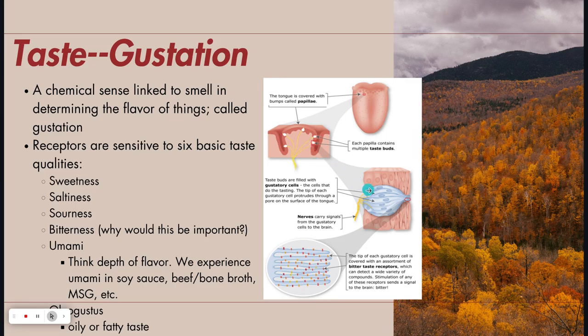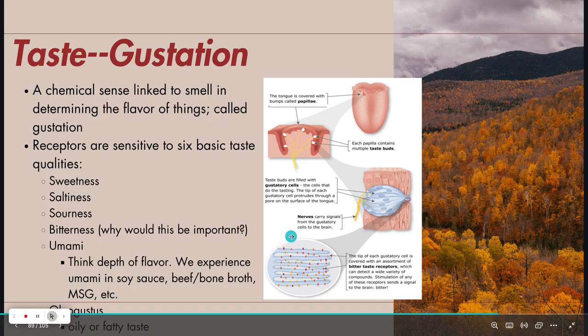And what makes up the taste buds, this is like a zoomed in image of it, are these little gustatory cells. And these are the cells that actually do the tasting, that are able to tell you whether a food is sweet or salty or bitter, etc. And just the little tip protrudes through the pore on the surface of the tongue. Connected to these gustatory cells are the axons, which actually carry those signals to the brain.